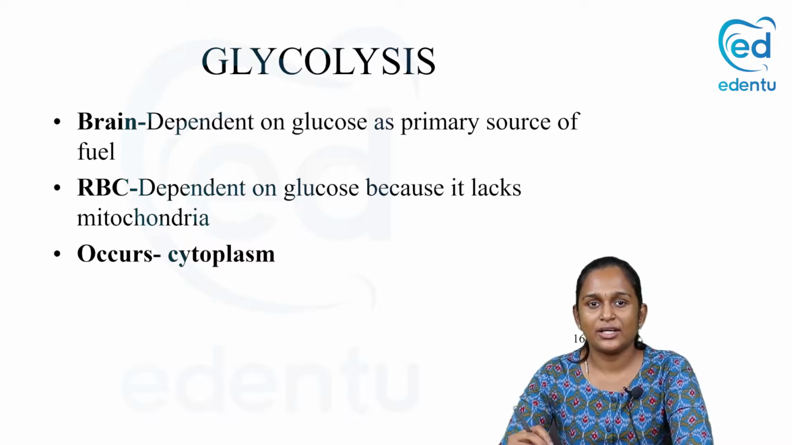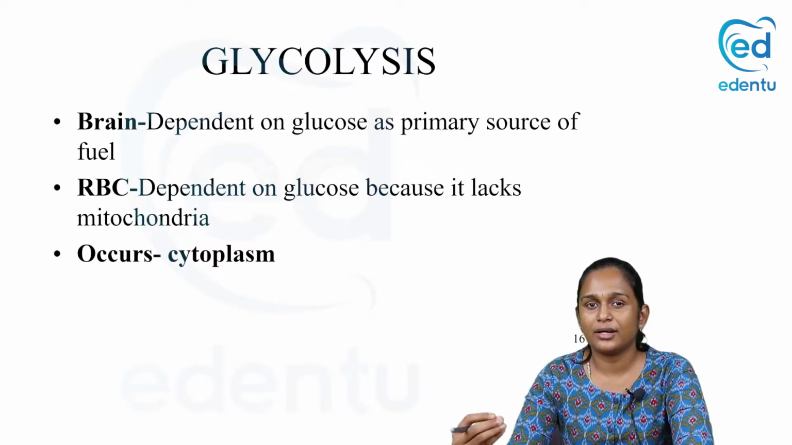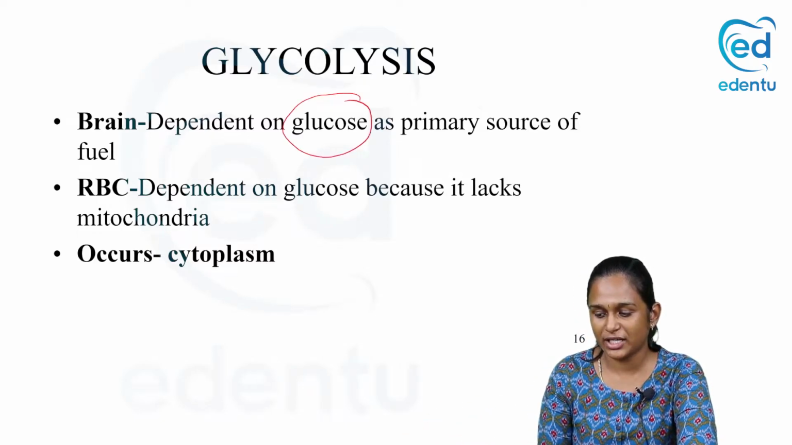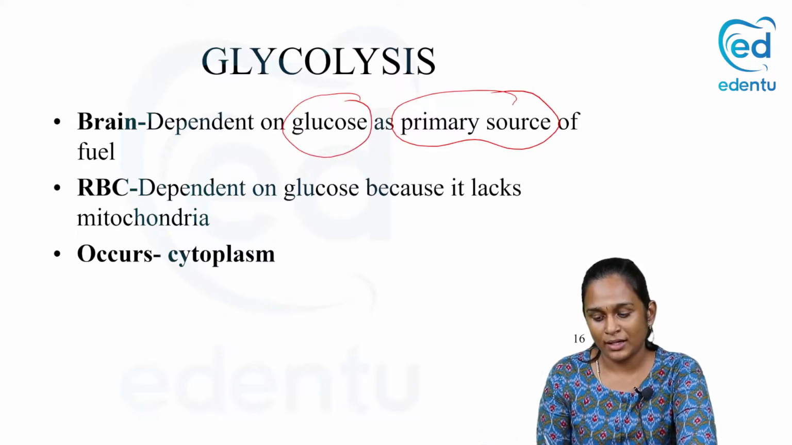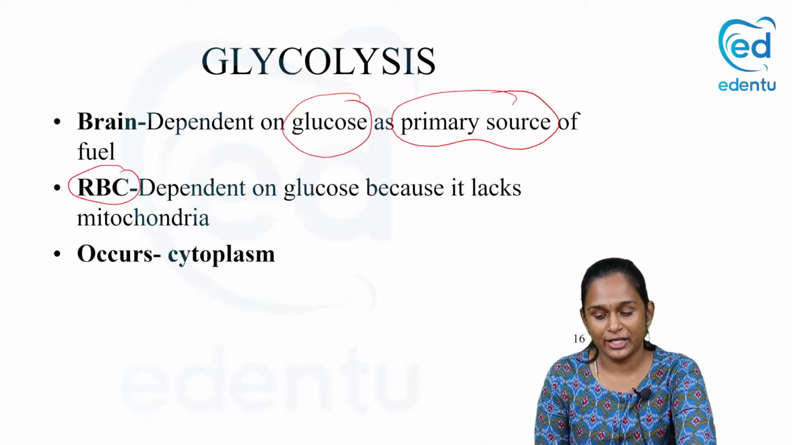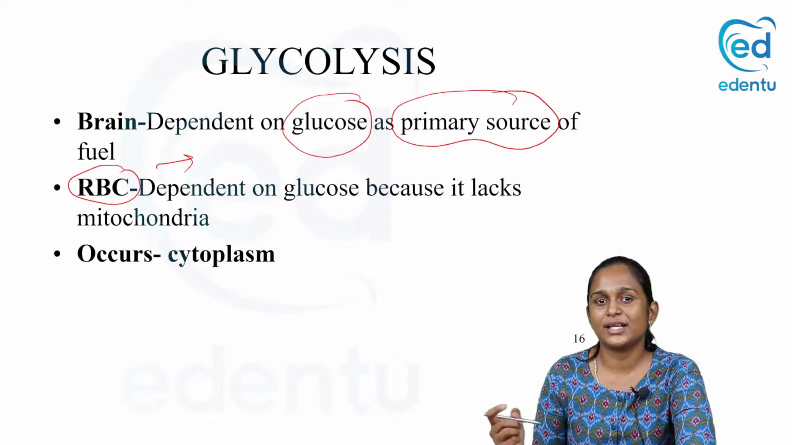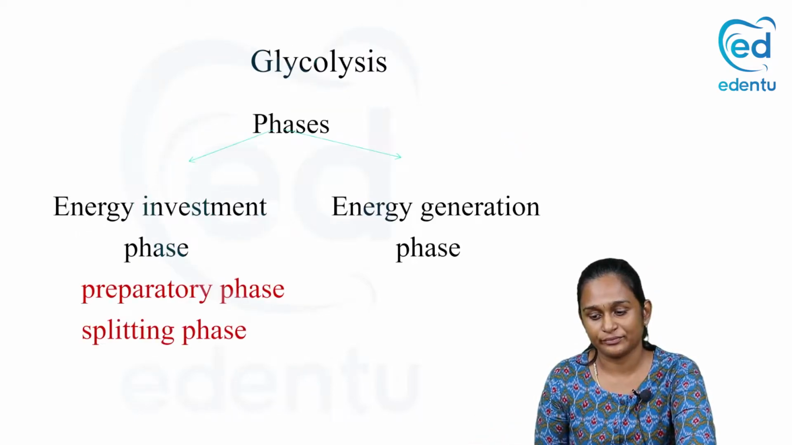Why is glycolysis important in certain tissues? Because the brain relies only upon glucose for its energy. So glucose is the primary source of fuel in the brain. Red blood cells do not have mitochondria, so they depend only upon glycolysis for ATP generation. So where does this glycolysis occur? It occurs in the cytoplasm of all the cells.